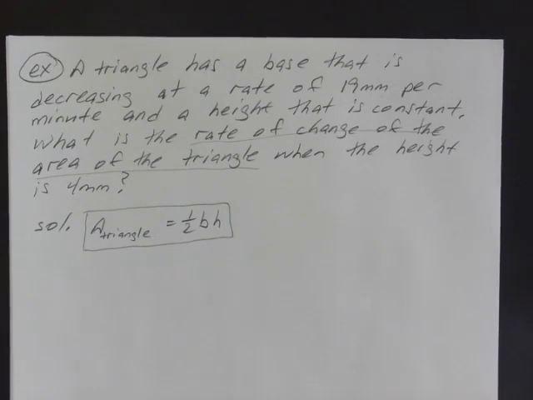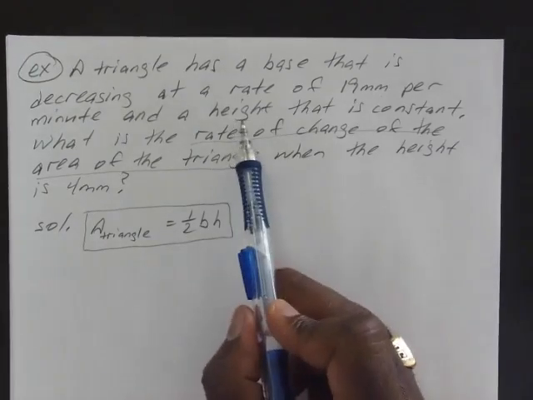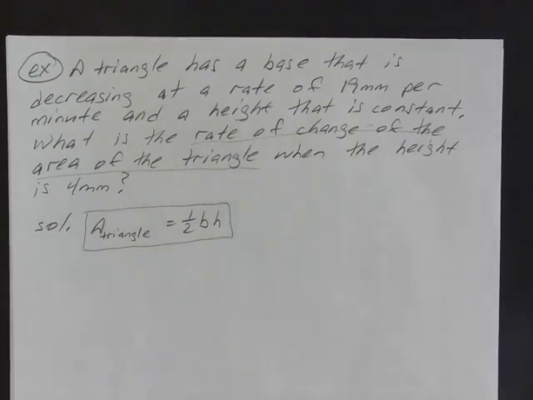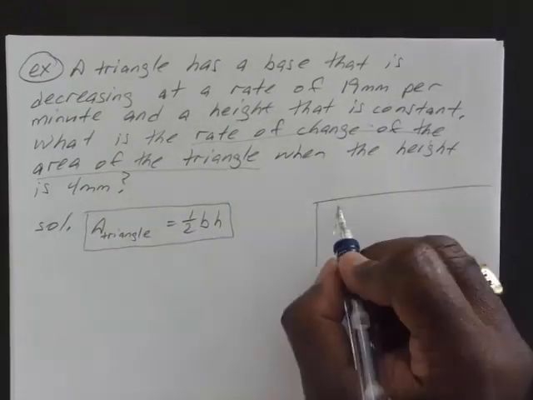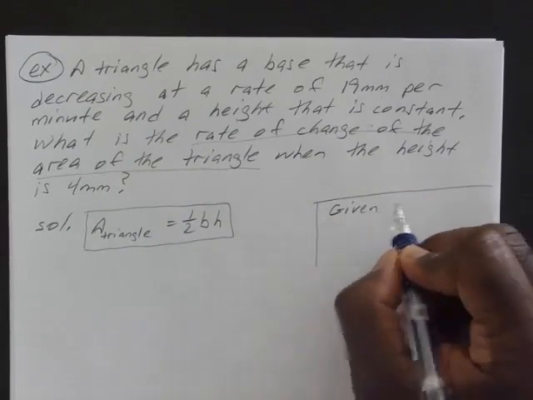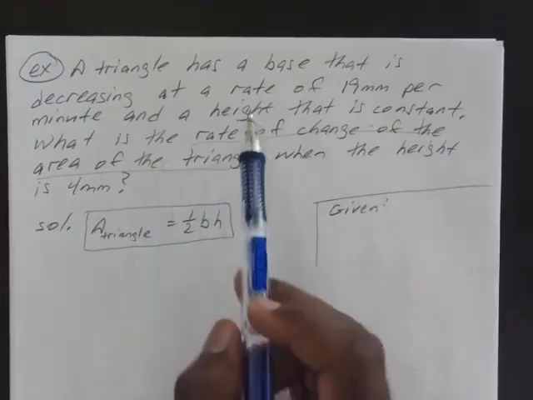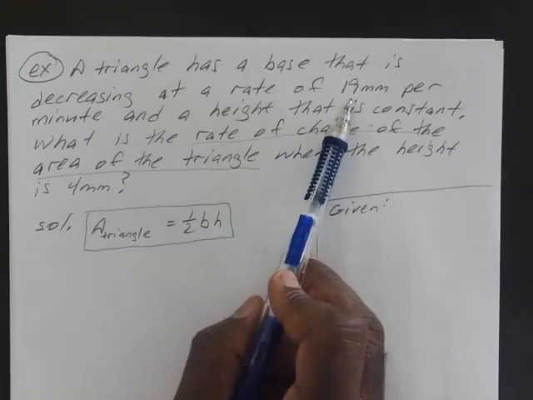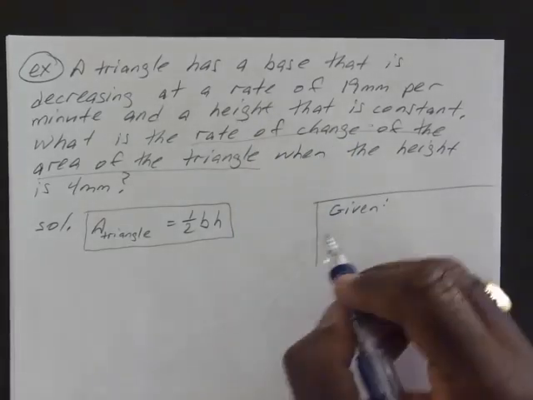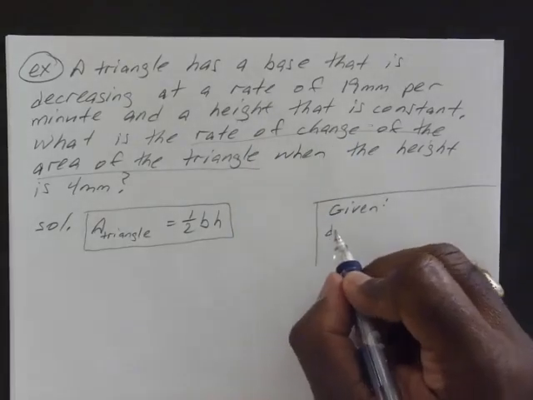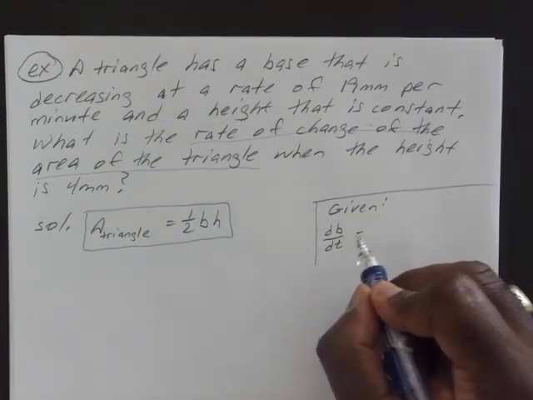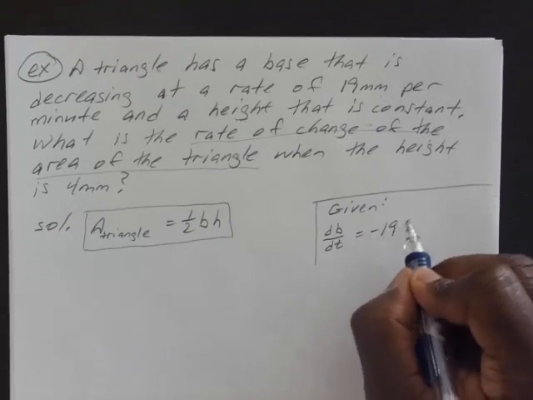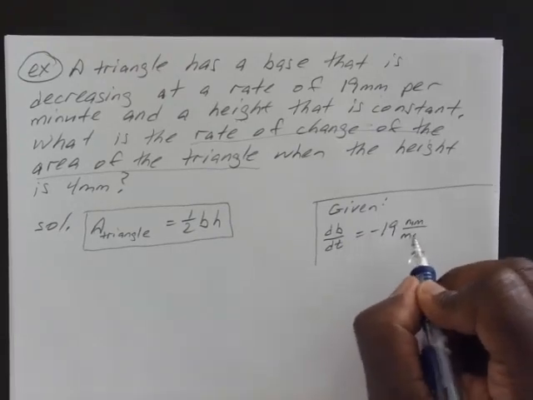Okay, so let's say that for a moment you forget that the height is constant. Okay, so let's just say that our given, we know that the base is decreasing at a rate of 19 millimeters per minute. So the rate of change of the base with respect to time is equal to negative 19 millimeters per minute.